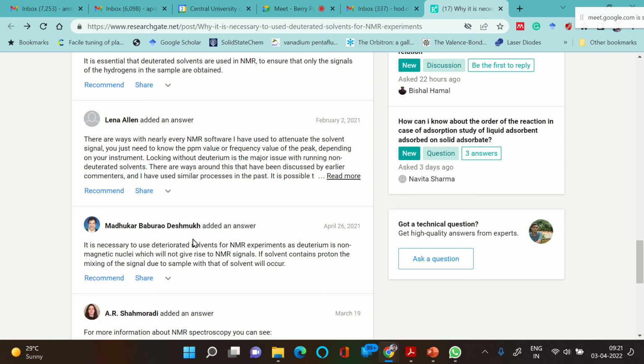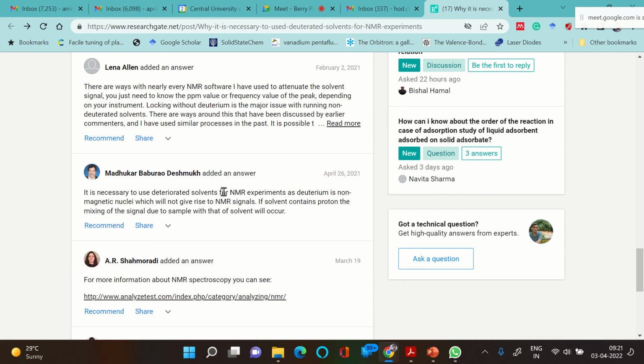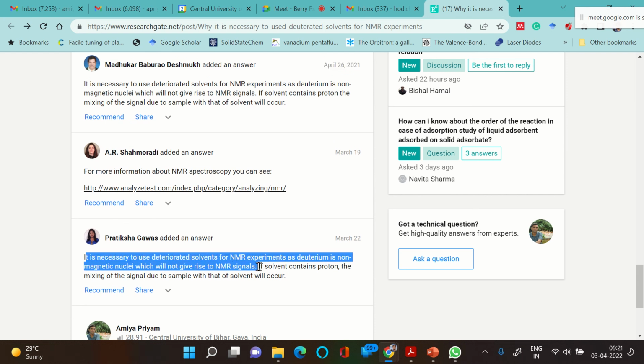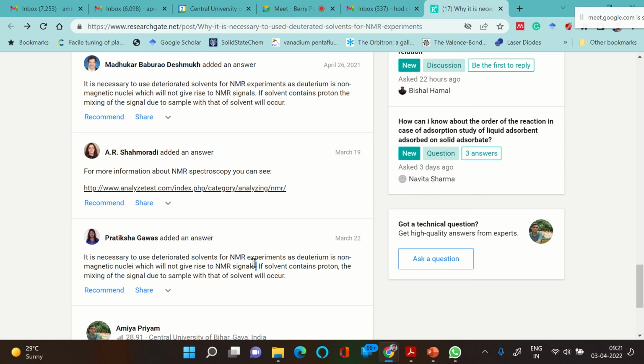See this particular answer, by a gentleman whose profile says he is a senior professor. He is answering that deuterium is non-magnetically active, which will not give rise to NMR signals. This is factually incorrect. And this answer was given last year. Avoid such answers. You can see another statement like this, by Pratika Gavas. You can see line by line their answers match, even in their wordings. Deuterium is non-magnetic. So this is incorrect.